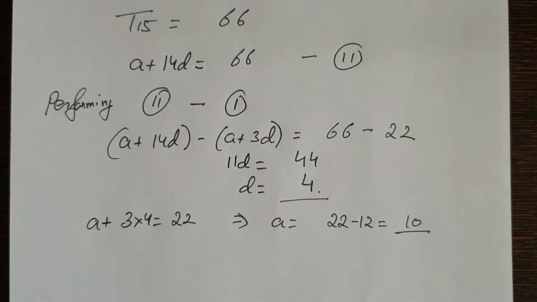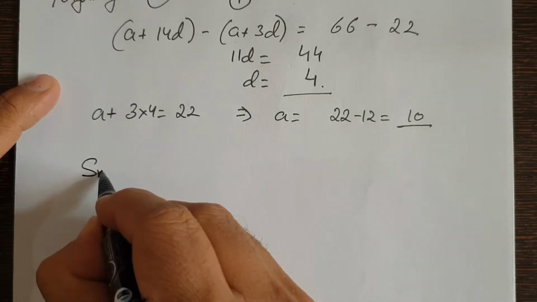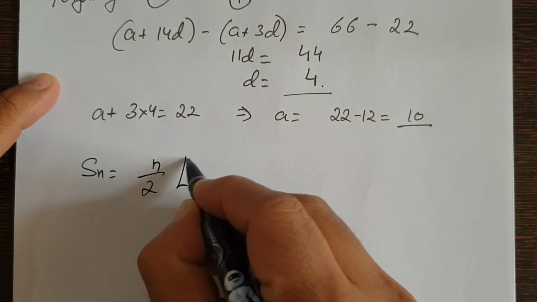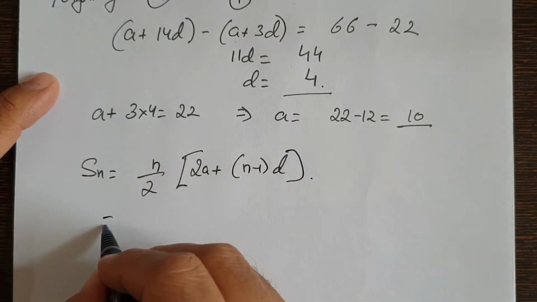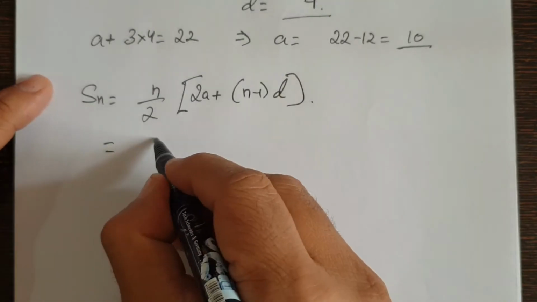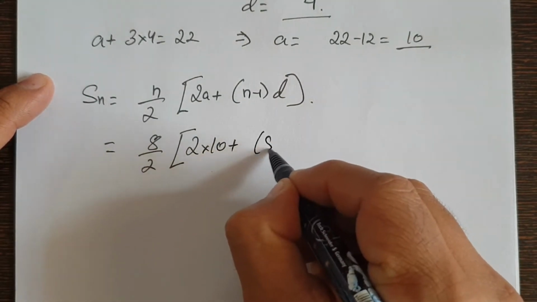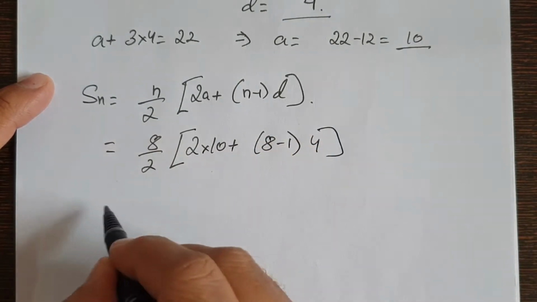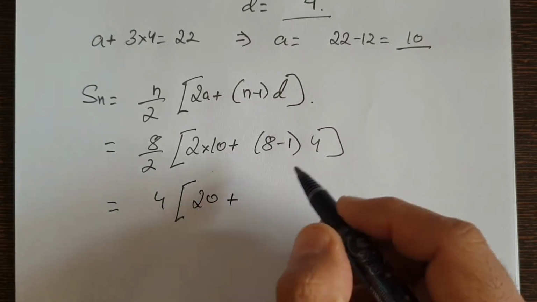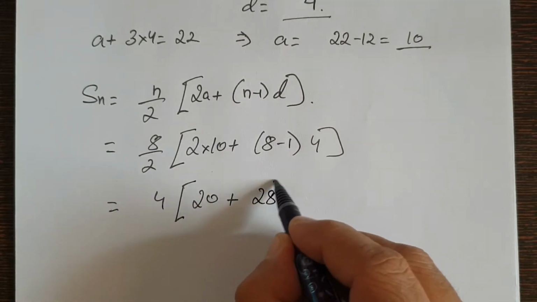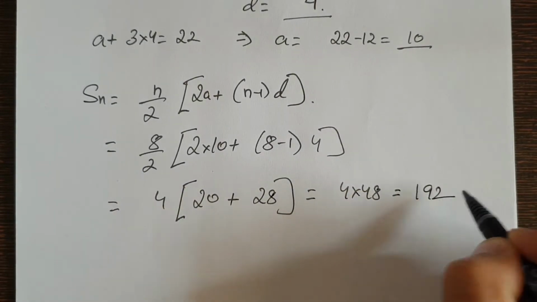Now we have to find the sum of n terms. Actually n is 8 over here. So writing the formula for the sum of n terms first: n by 2 into (2A plus (n minus 1) into D). N is actually 8, so 8 by 2. A was 10, so 2 into 10 plus (8 minus 1). What is D? 4. So this goes 4 times. This is actually 20 plus 7 fours are 28. So 4 into 48, which is 192.